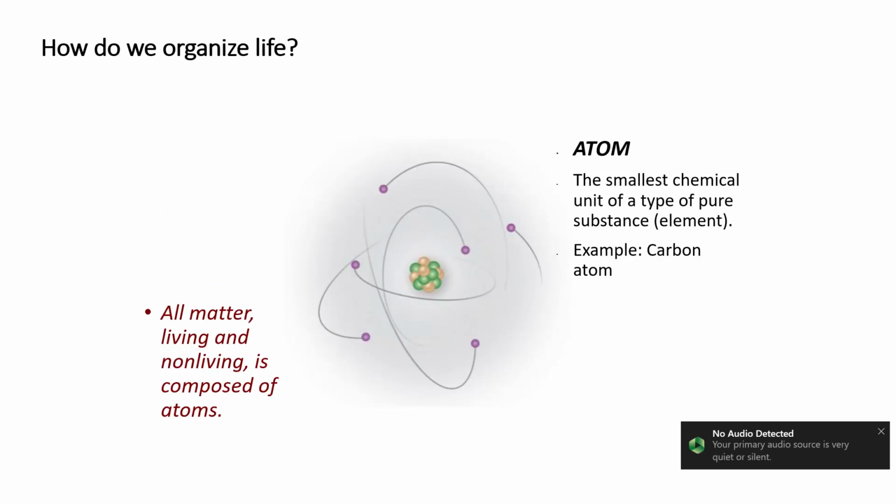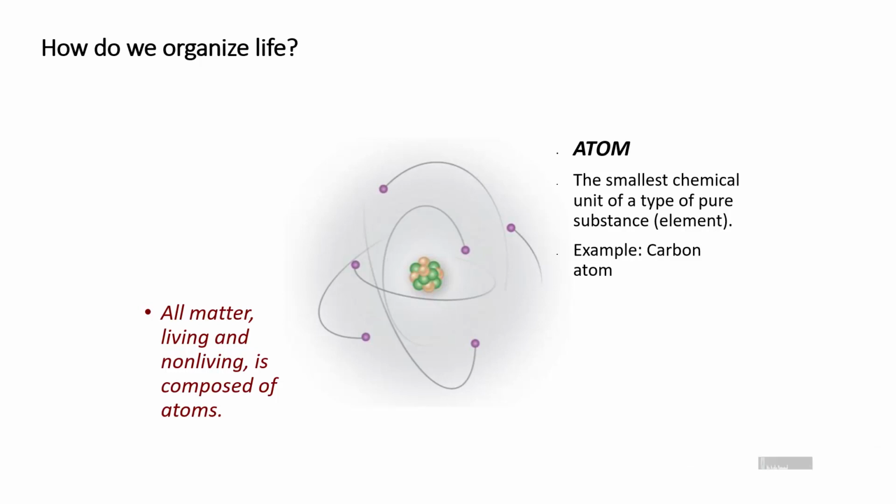Life is organized. So how do we organize life? Well, we have to break everything down into its pieces in order to define those pieces and organize those pieces. So we start with the basic level of organization, and that's the atom. From the previous module, you should have learned a little bit about chemistry and about what atoms are. So atoms are the smallest chemical unit of a type of pure substance or an element. So an example would be a carbon atom. In other words, an atom is a building block of matter.